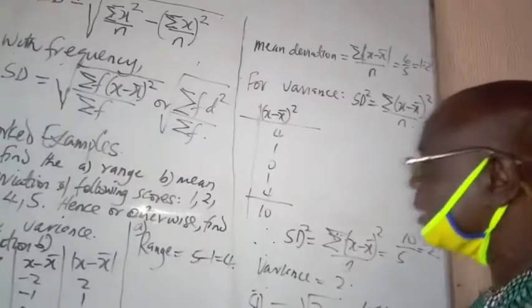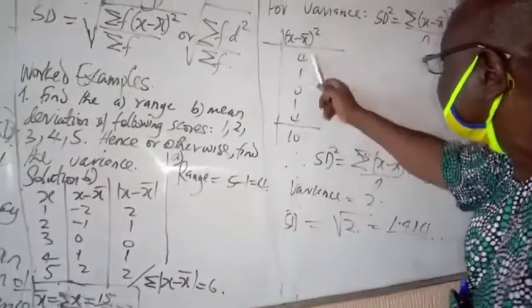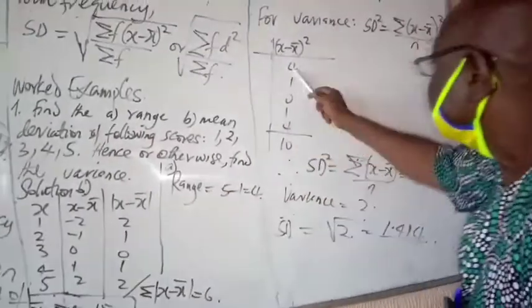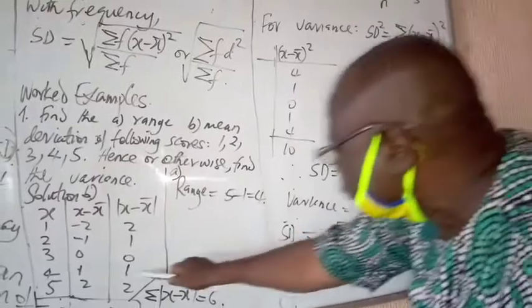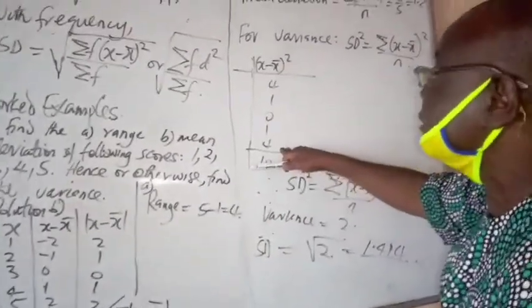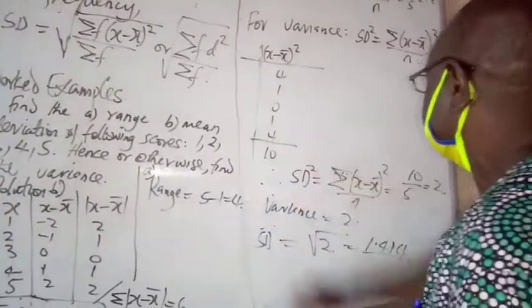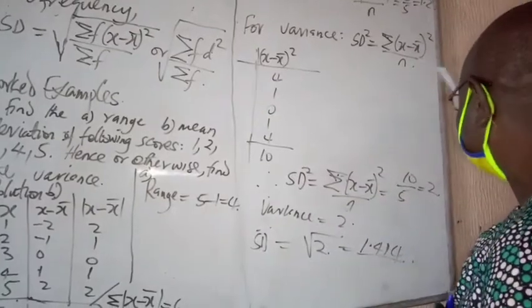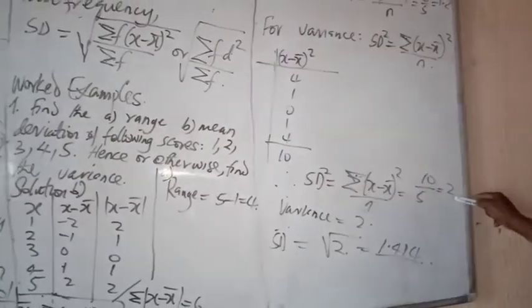So in that case, those differences we obtained previously for mean deviation, if we now square them: squaring minus 2 gives you 4, squaring minus 1 gives you 1, squaring 0 gives you 0, squaring 1 gives you 1, squaring 2 gives you 4. And then you add all. That is the meaning of the summation you are seeing. When you add all, that gives you 10. And if you divide that 10 by 5, it gives you 2.